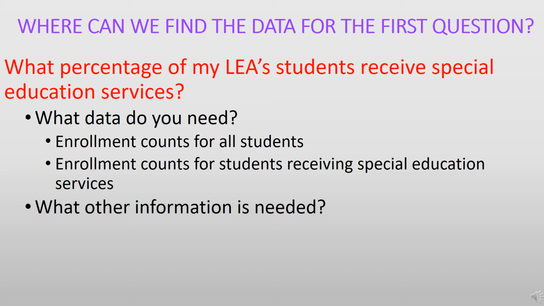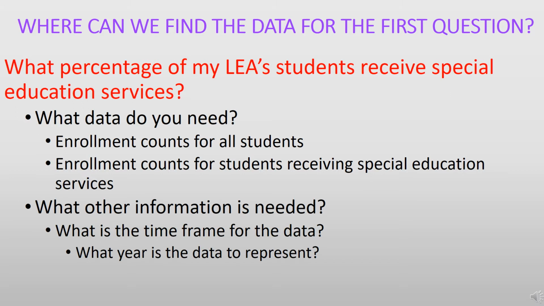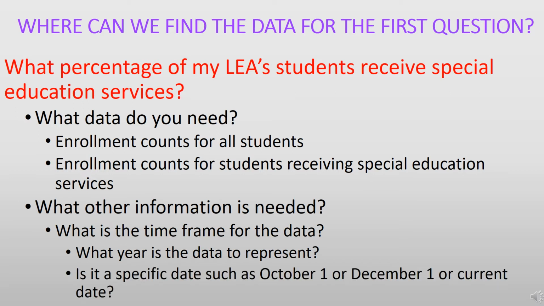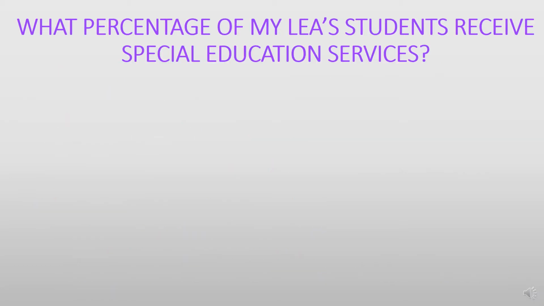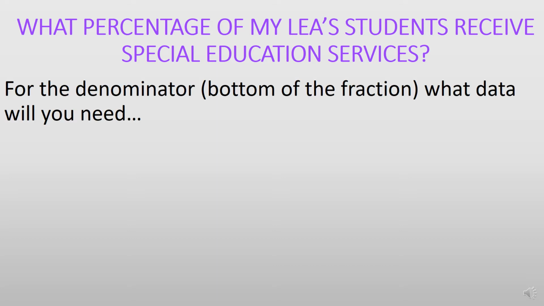What is the time frame for the data? What year is the data to represent? Is it to represent a specific date, such as October 1 or December 1, or the current date? Let us look at the denominator for the question, what percentage of my LEA students receive special education services? Remember that the denominator is the bottom of the fraction. So what data will you need?